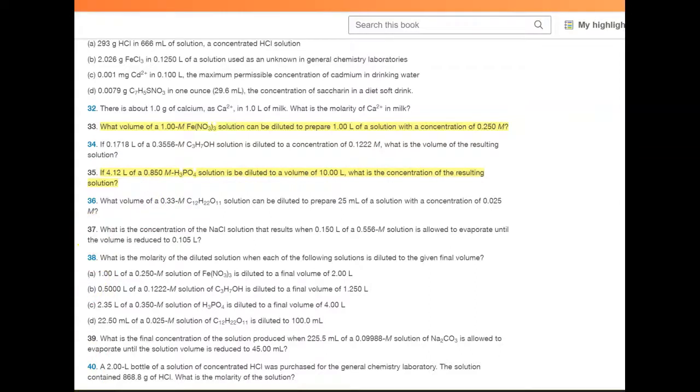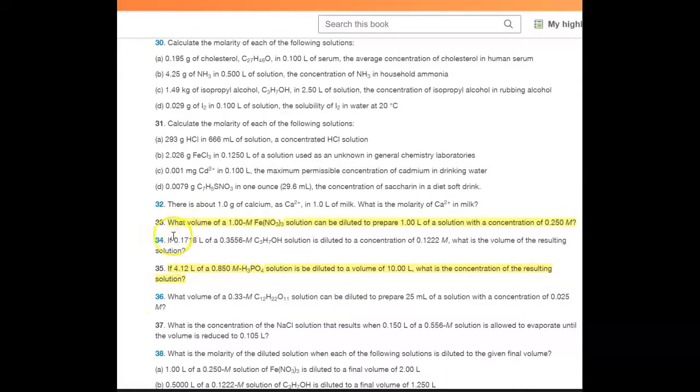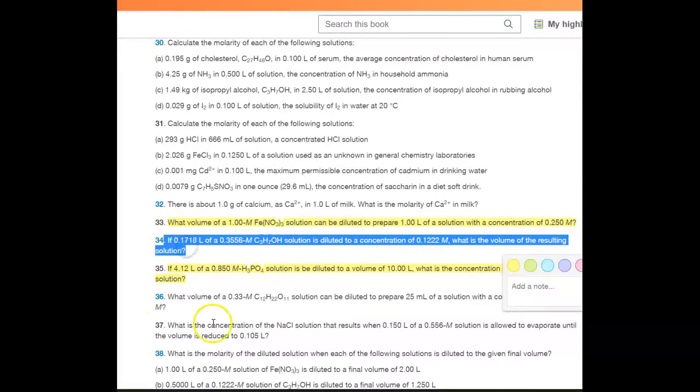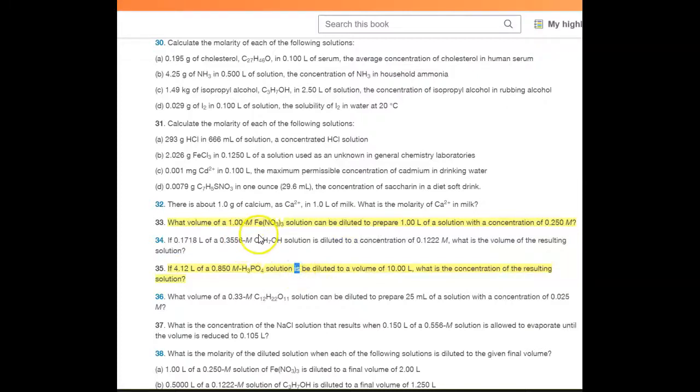Well, let's write down what's given and we'll figure out what the formula is. Okay, 34 says this right here. We start with this amount of liters of this molarity, and then we go to this molarity. Now, that doesn't give us grams, it gives us moles, so I don't really need to even deal with the substance this time. I'm just going to ignore the substance. If they gave us grams, or if they asked for grams at the end, we would need to know the substance. But on this one, we don't need to know the substance, so let's look at that.